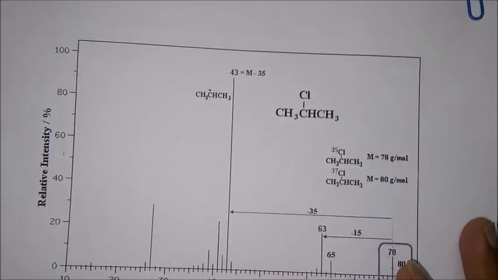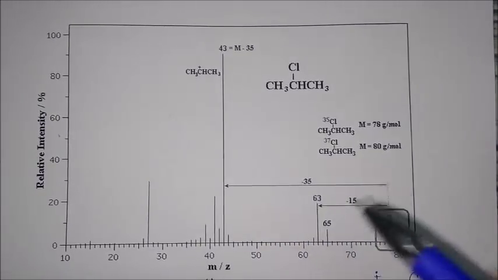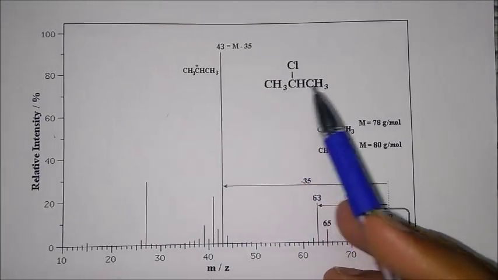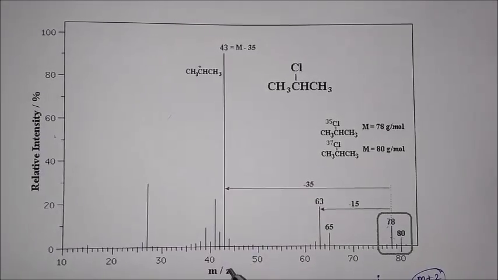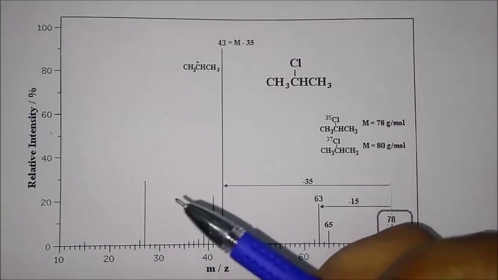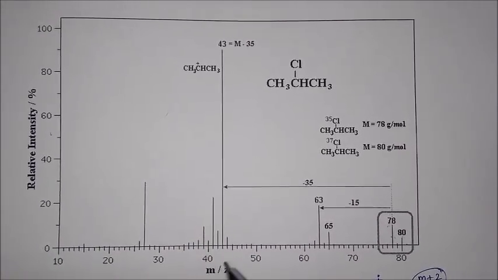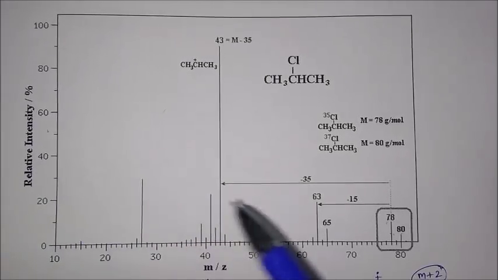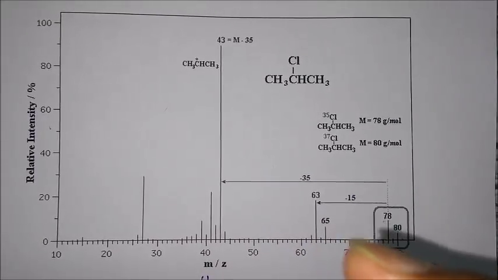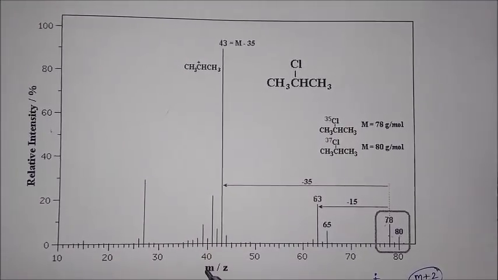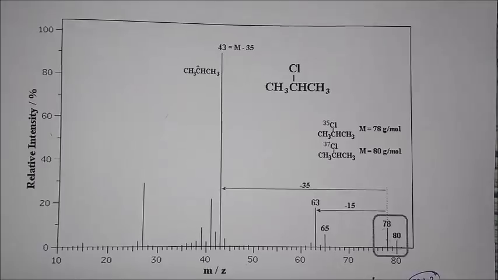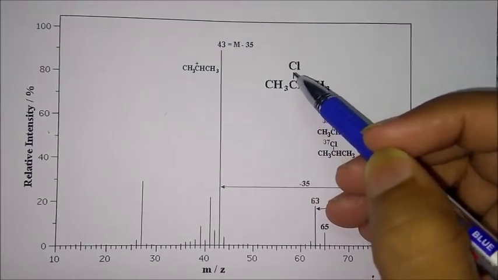If you see mass spectrometer data, it will be like this. I have taken a compound, 2-chloropropane, and this is its mass spectrometric data. On the x-axis you have the mass by charge ratio, and on the y-axis you have the relative intensity. If relative intensity is high, that means that particular fragment is more in number. If mass by charge ratio is more, that means the mass of that fragment is more. A fragment is the part which gets smashed out.